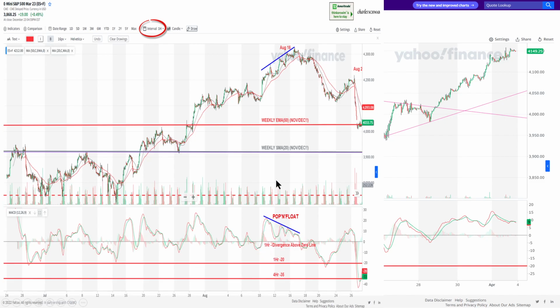Here's a pop and float. Here's the August 16th peak. Here's some more pop and floats. Basically, this is the same 1 hour MACD on futures right now, and this is the same 1 hour MACD for futures in the summer of 2022. Look what it was doing as it went up and up and up. Pop and float, pop and float, pop and float.